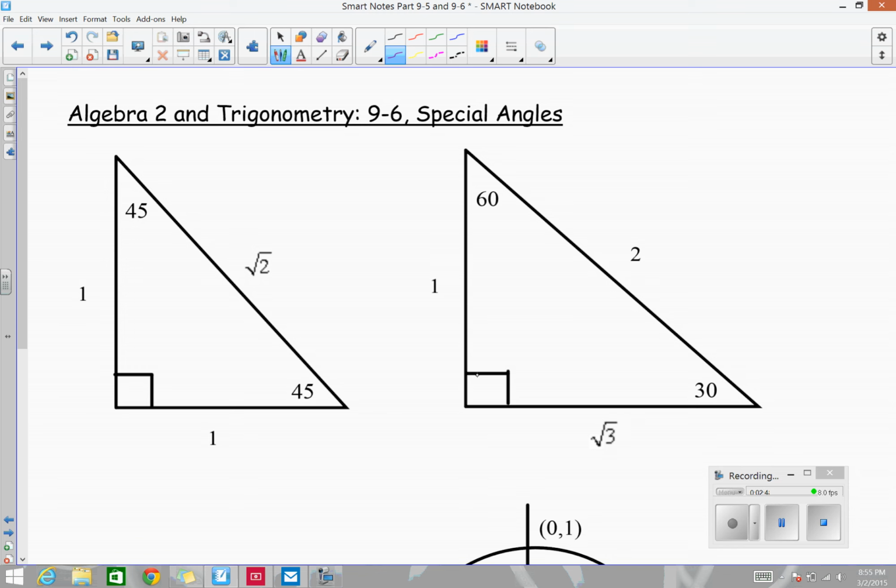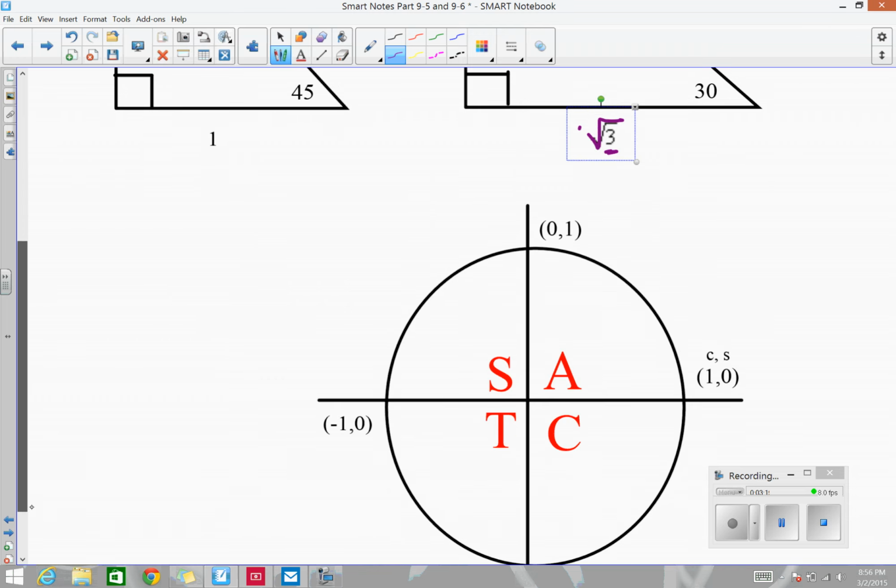So you learned the relationships of these sides. The legs are 1 and the hypotenuse is the square root of 2. And in this one, across from the 30 is 1, across from the 60 is square root of 3, and the hypotenuse is 2. So I think of this as 1, 2, 3 square root. So start with your 30, 1, 2, 3 square root. Then also go to your unit circle.